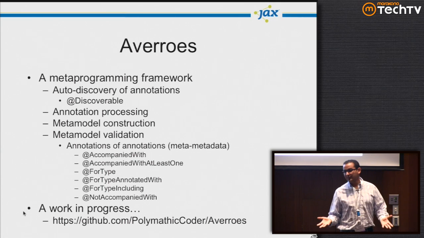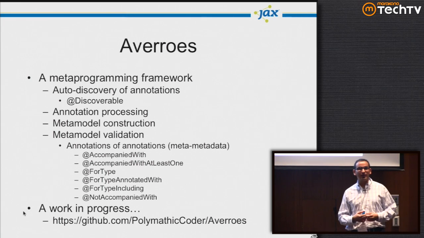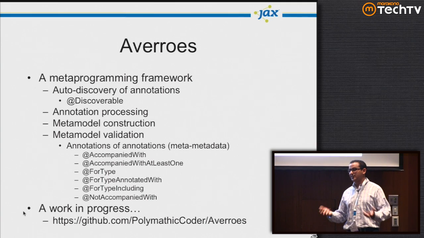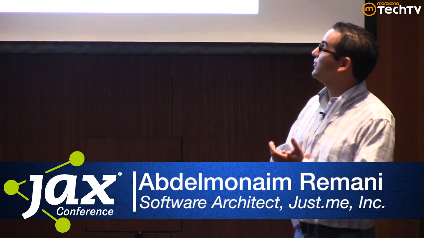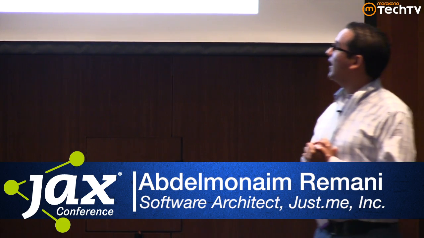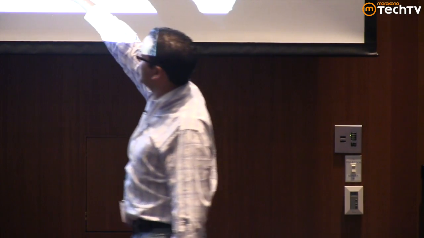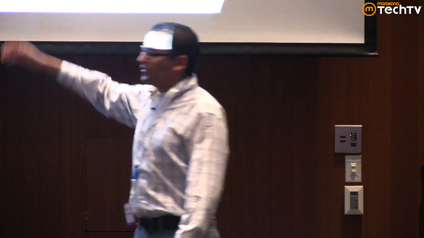And what I sat there thinking was, what would be the best way for me to allow people to express the semantics of their meta model easily and in a very nice and simplistic way? And it was annotations. That was the simplest way that I could have come up with. So I created a set of annotations, and you might think about it as metadata. There's a set of them right here, including for type, annotated with, and for type including. I'm going to use one of them and give you an example and show you some code.